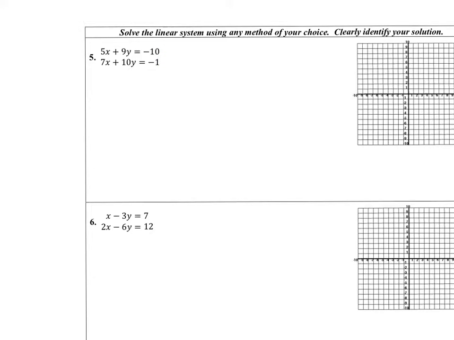So get both of these, if you want to do it my way, into y equals mx plus b form, and then graph each of them like you did on numbers 1 and 2. Number 6, I would personally do elimination, and I would multiply the top equation by a negative 2. Multiply that whole top one by a negative 2. See where that gets you.